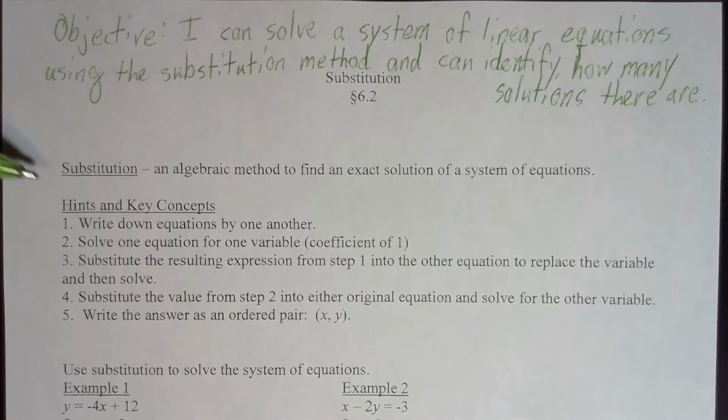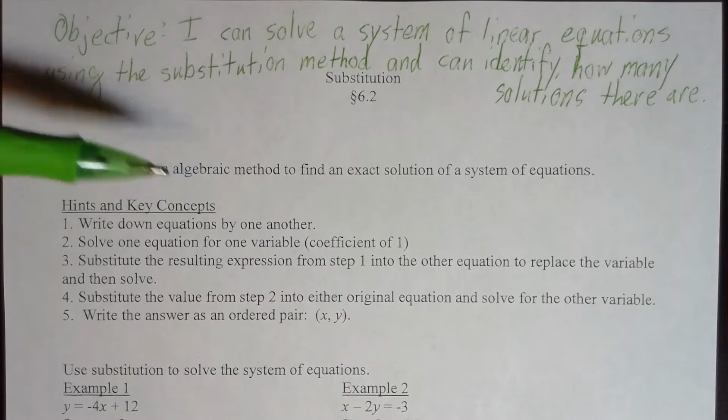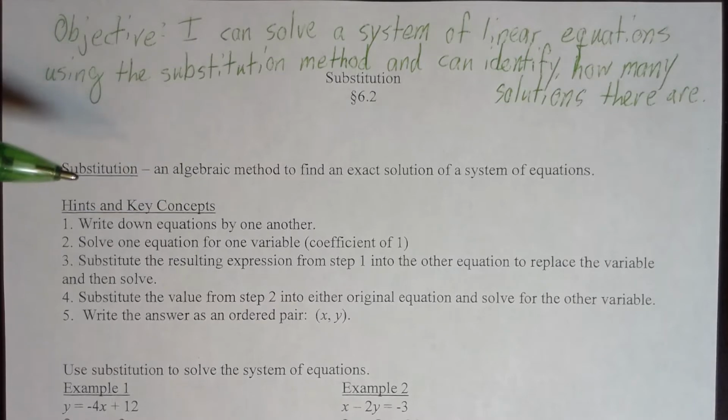So substitution is simply an algebraic method to find the exact solution of a system of equations. It's a method we've developed that makes algebraic sense, that helps us figure out when two equations are going to meet on a graph, or when they both have an x and a y that are true in both equations. So let's take a look at this.